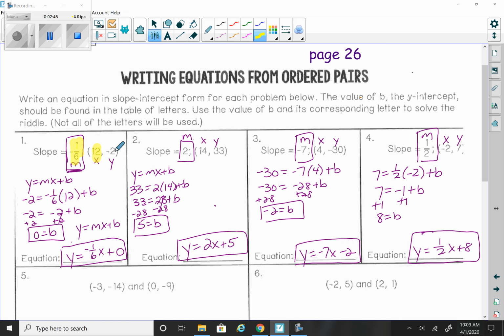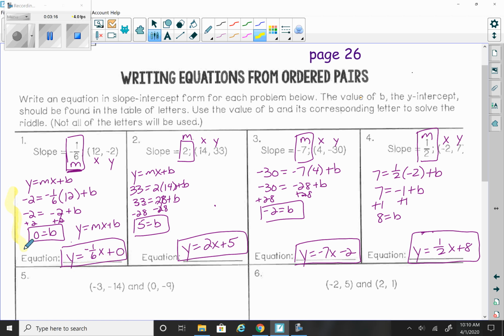Our x value is 12, our y value is -2, and we plug those values into y equals mx plus b. When we substitute them in, then we have to solve the equation. Remember how to solve this equation. You multiply -1/6 times 12 and get -2. Then to solve for b, you're going to add the 2 over. -2 plus 2 is 0, so you actually have a y-intercept of 0. So your equation is y equals -1/6x plus 0. Again, make sure you're showing the work of solving the equation.